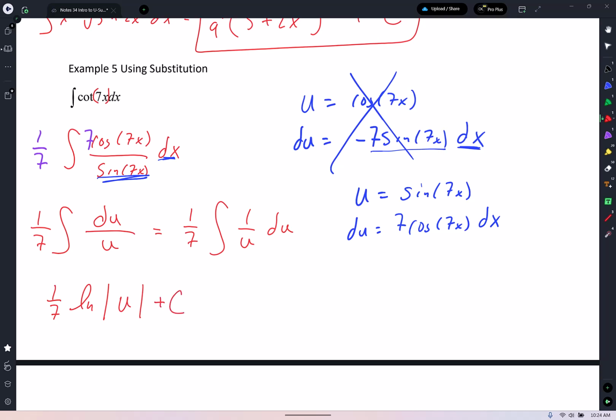But it was never about u, because there's no limits. We got to go back in terms of x. So I'm just going to rewrite this. Integral of cotangent 7x dx is just 1/7 ln, absolute value, and then plug back what u is. Sine 7x, close absolute value, plus c. There's no limits. The domain of ln is all numbers greater than 0. But since there's no limits, I could have x be negative, so you got to put absolute value.